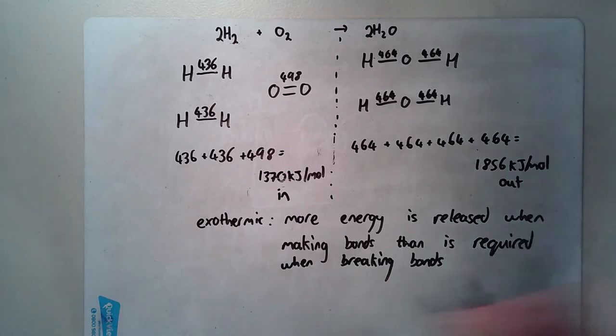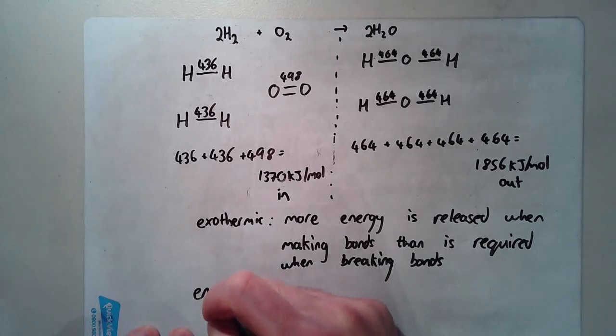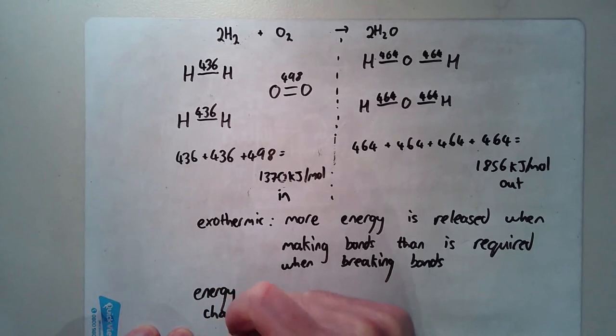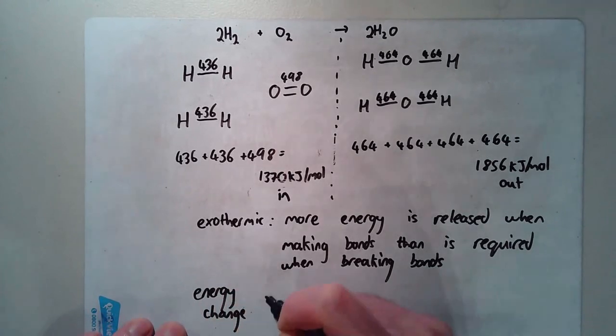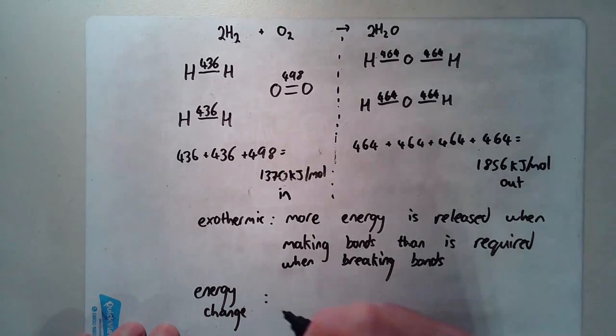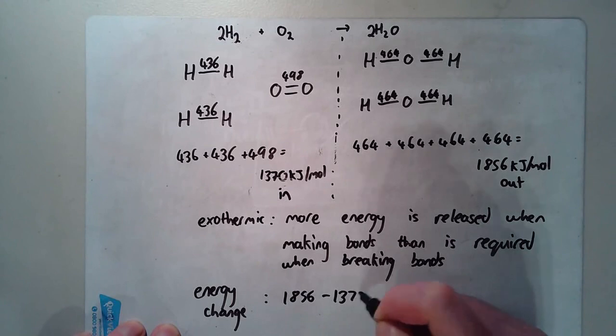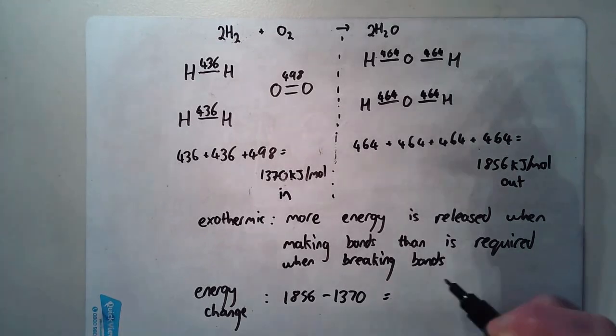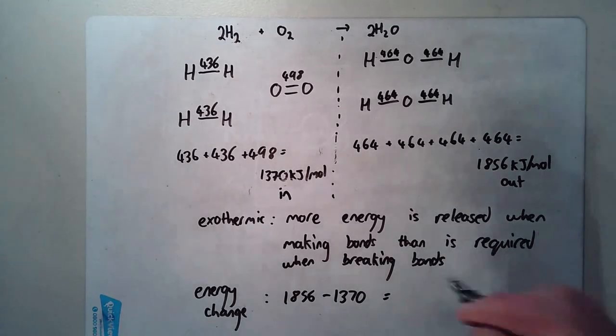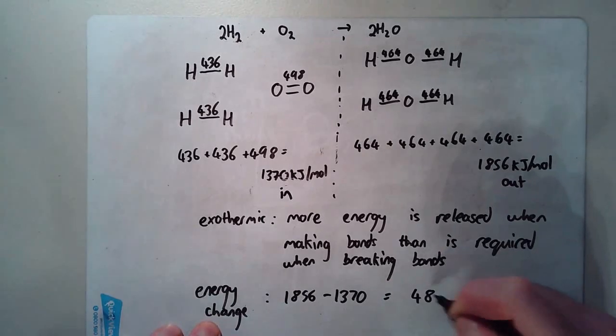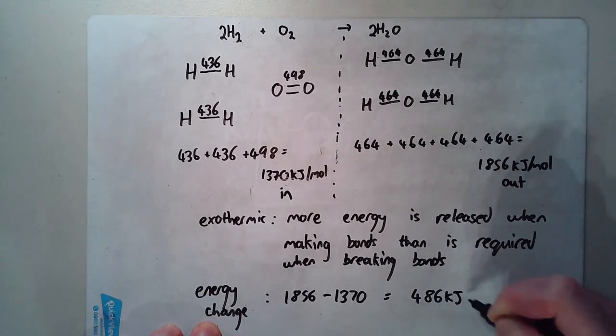Overall, what is the energy change? And you remember at the beginning I said this is the size essentially of the difference between those two lines in the reaction profile. That will just be the difference between these two numbers. So 1,856 take away 1,370, it's the size of the difference between them. I plug that into my calculator and I get 486 kilojoules per mole.